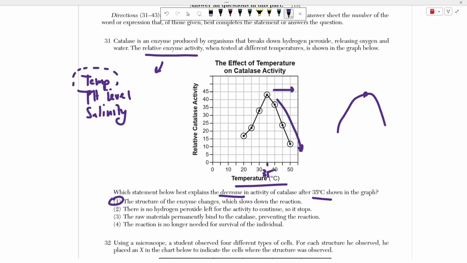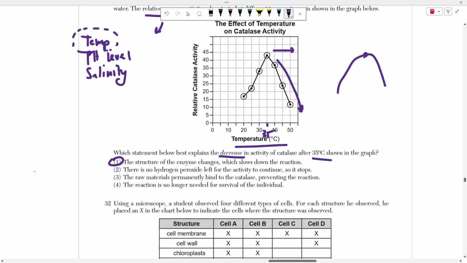They tend to denature. So the correct answer here is going to be choice 1. The structure of the enzyme changes, which slows down the reaction. Choice 2, no hydrogen peroxide left, is wrong because we don't have any data about the amount of hydrogen peroxide left. Choice 3 is wrong because the raw materials permanently bind to the catalase, preventing the reaction. We don't know that. And 4, the reaction is no longer needed for the survival of the individual. Again, we are given no data about that.